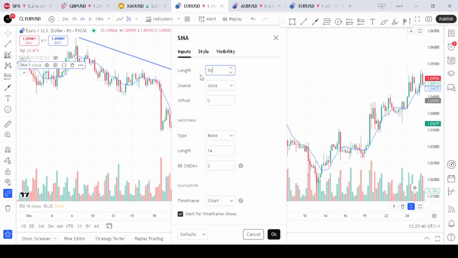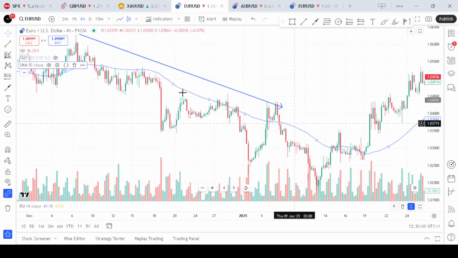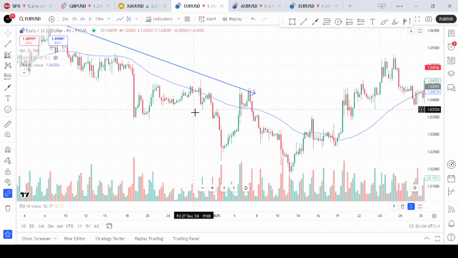This is the 50 moving average. This has shown us what we are expecting price to do. If we notice, we can see that price is consistently below the moving average, which signals lower prices, or signals that we are in a downtrend. This is what the moving average will help us do.